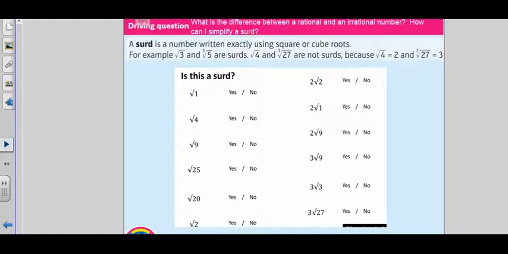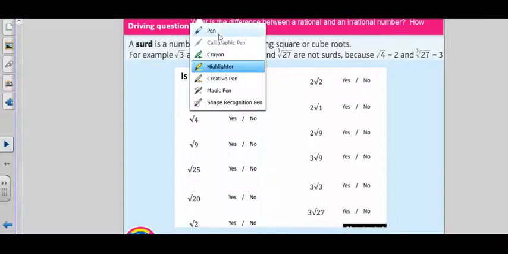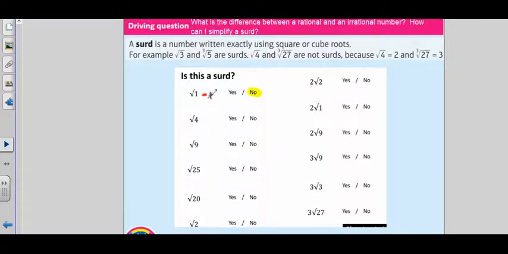Let's go through and have a look at some examples. You think first of all if you think it's a surd or not, and then I'll tell you yes or no. Root 1. No. The square root of 1 is 1. Root 4. In fact, it's easier if I do this, because I can show you. Root 4 is 2. So that's not a surd. Root 9, not a surd, because we'd write that as 3. Root 25, not a surd. We'd write that as 5.